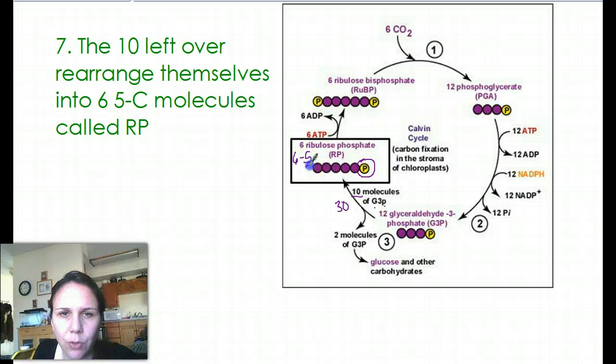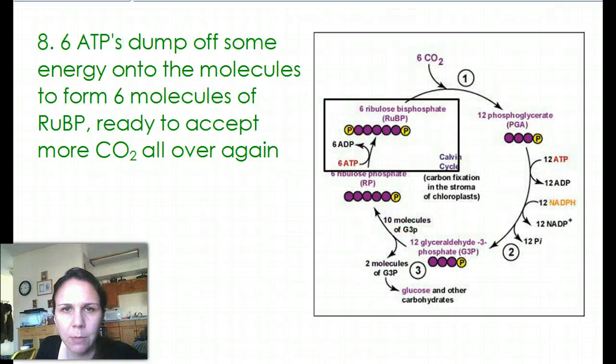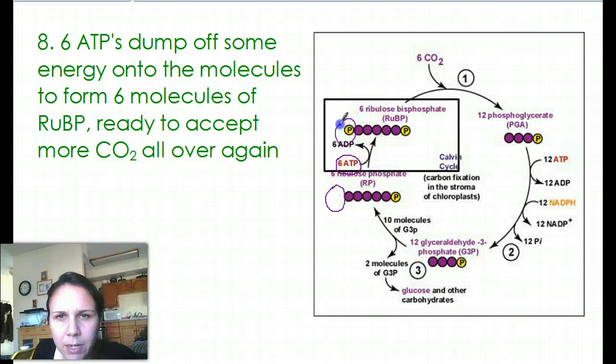I need to throw on another phosphate. Well, who has phosphates to spare? ATP. So 6 ATPs are going to come in, and they're going to give their phosphates to the other side of the RP to become RUBP, ribulose bisphosphate. Love these names. So we went from ribulose phosphate to ribulose bisphosphate, bi meaning 2 phosphates. And it all came from ATP going, here, take my phosphate, you can have it.